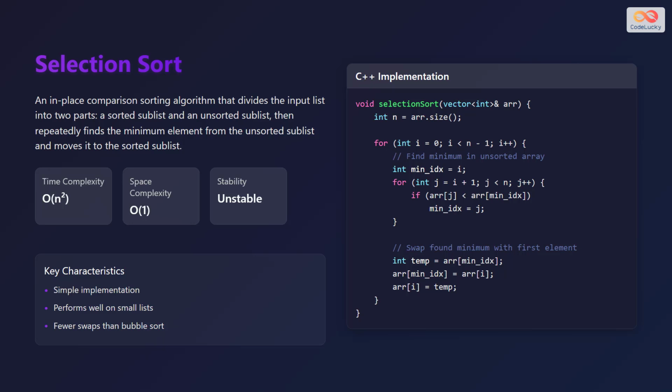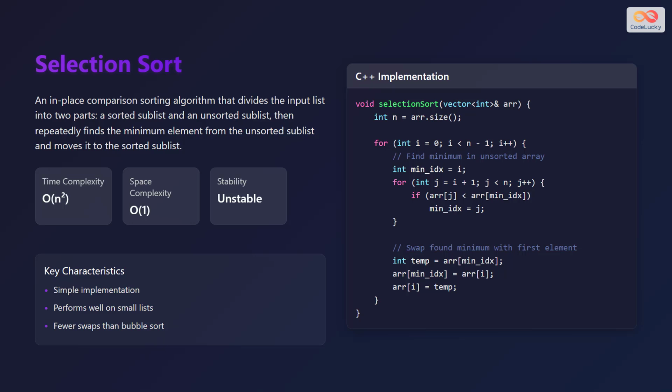Next, we'll discuss selection sort. It is an in-place comparison sorting algorithm that divides the input list into two parts, a sorted sublist and an unsorted sublist, then repeatedly finds the minimum element from the unsorted sublist and moves it to the sorted sublist. Selection sort is another simple algorithm, but it generally performs better than bubble sort by reducing the number of swaps.